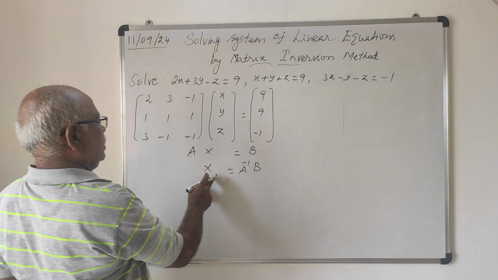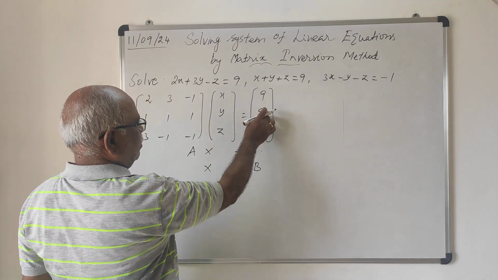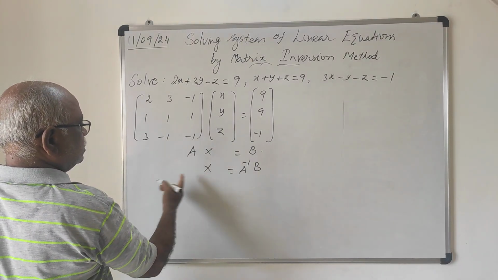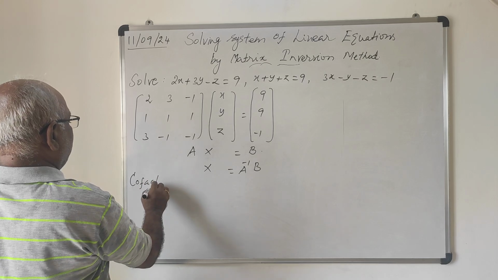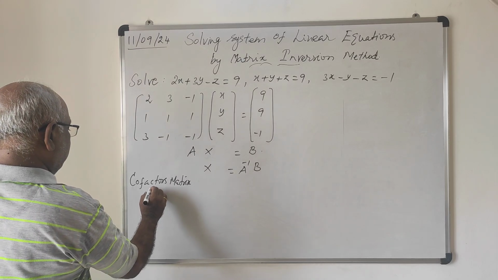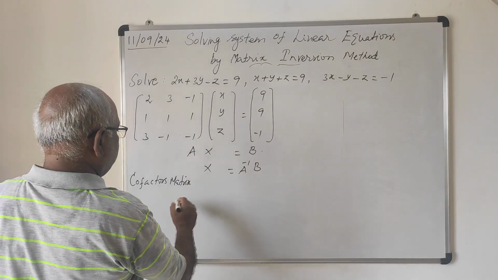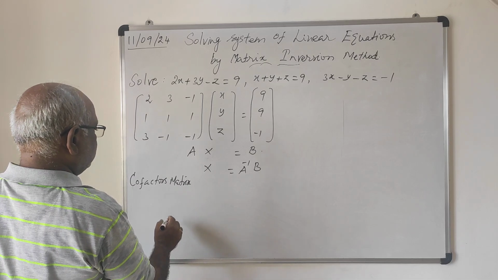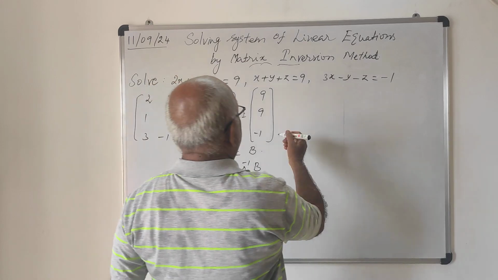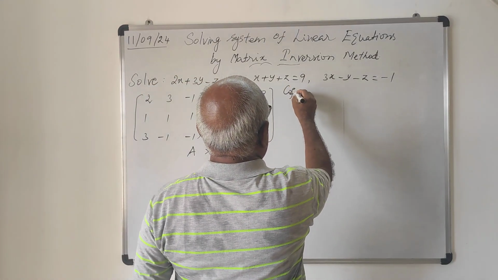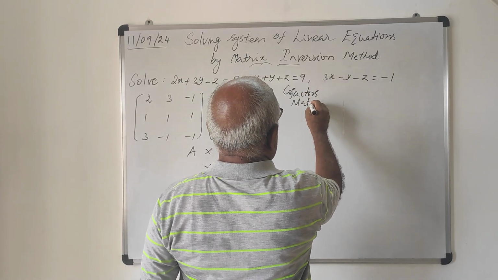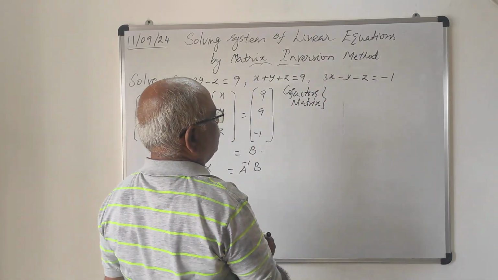We know from this equation, A inverse into B. After finding A inverse, you multiply the matrix with B, and you will get the unknown x. For that, you first find out the cofactors matrix. I am writing the cofactors matrix here.